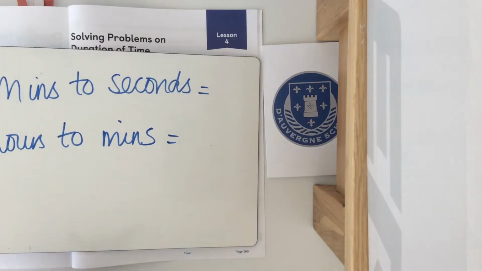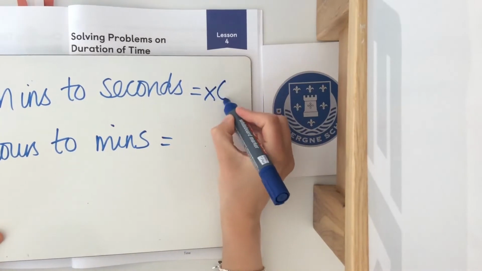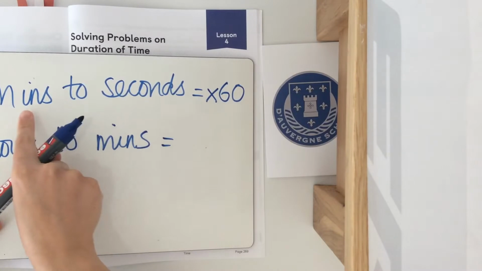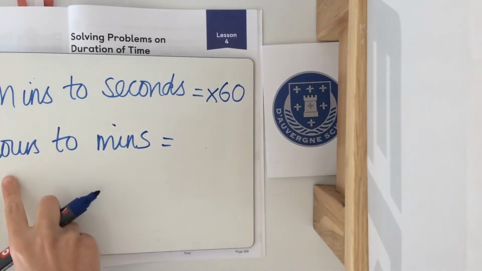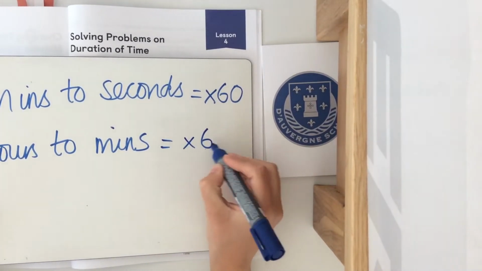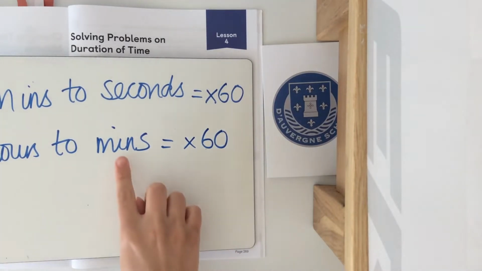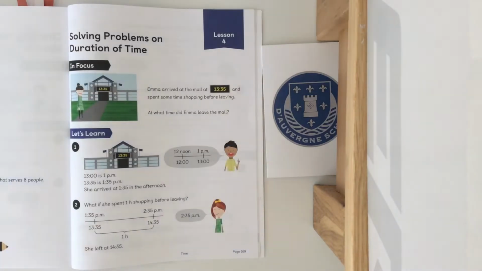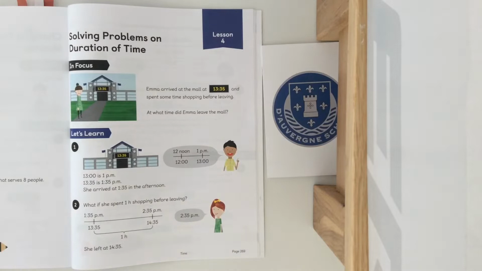So in order to convert minutes to seconds, we need to multiply by 60 because there are 60 seconds in a minute. And in order to convert hours to minutes, we also need to multiply by 60 because there are 60 minutes in an hour. Okay, so it is really useful that you are confident with your 6 times tables because it's really useful when converting between those times. So let's have a look at our in focus task.